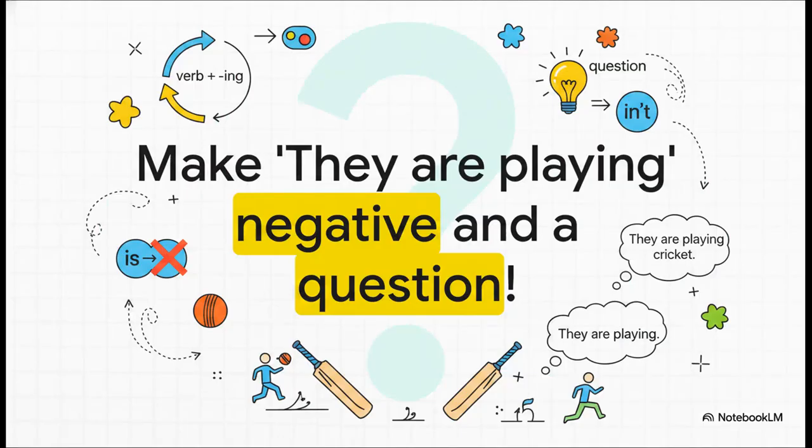To wrap up this explainer, let's actually apply what we've learned. Look at the phrase, they are playing cricket. I want you to mentally convert that into a negative statement and then into a question. Got it? If you can swap the verbs and pop in that not, you have officially mastered the present continuous tense. But wait a second, what happens if they started playing an hour ago and they're still playing right now?